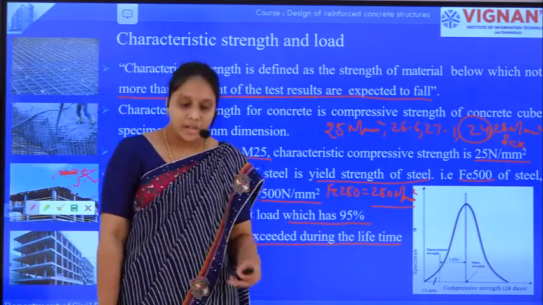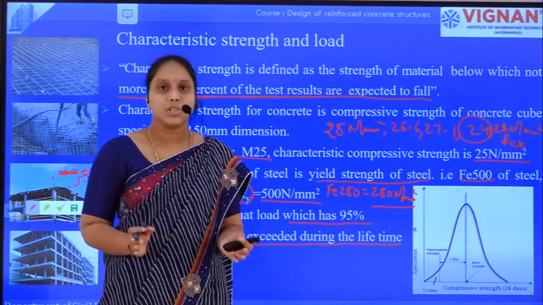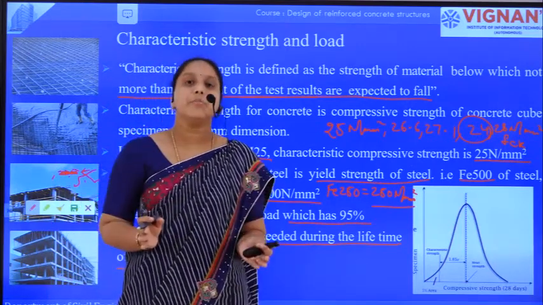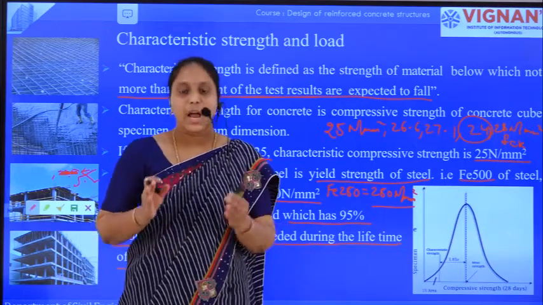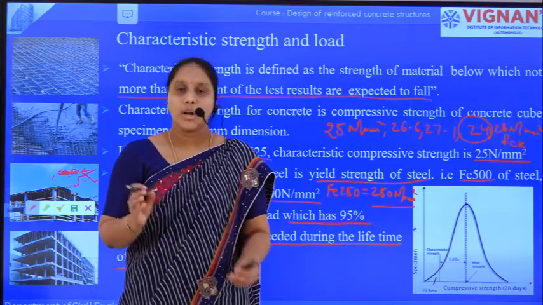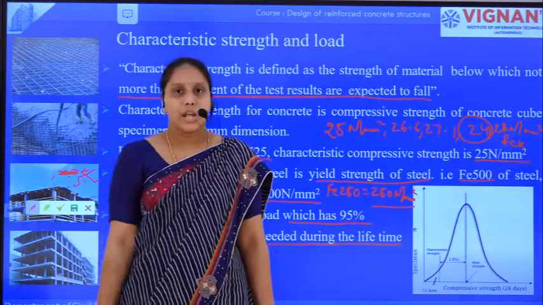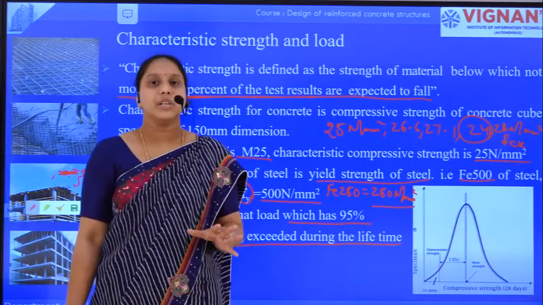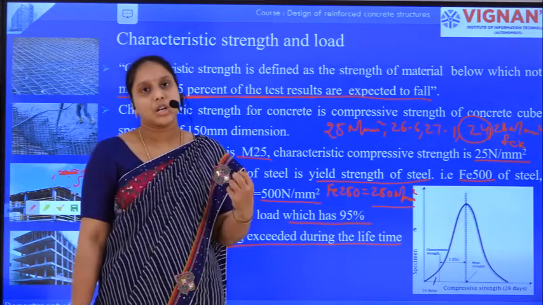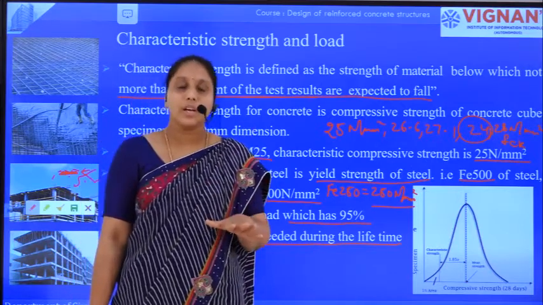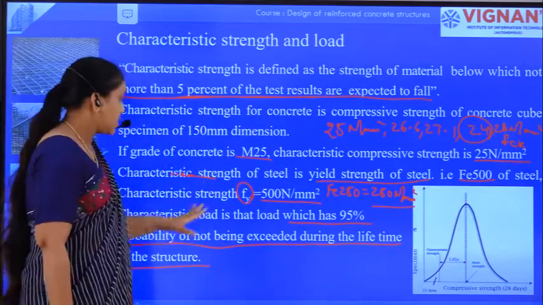So what does that mean? Characteristic load, in the sense, is the load which is acting on the structure. There are 95% chances that only that load will act on the structure. There are only 5% chances that that particular load will exceed. So the value for which we take 95% chances, that characteristic load only will be acting on the structure. That value has to be taken as the characteristic load.